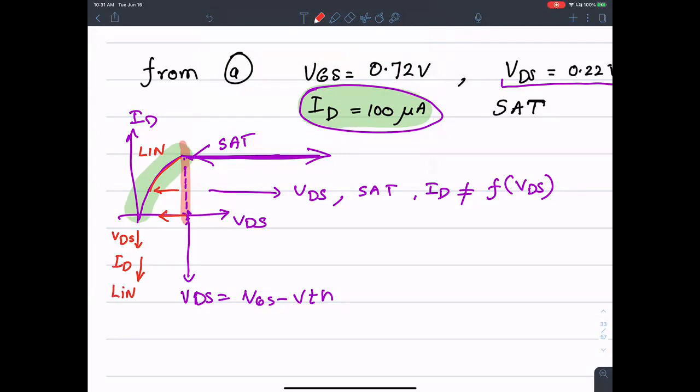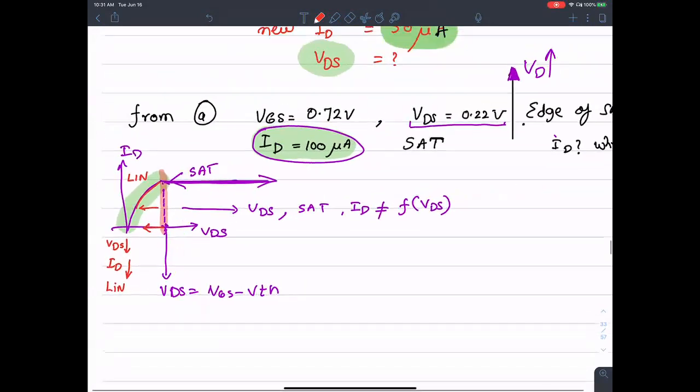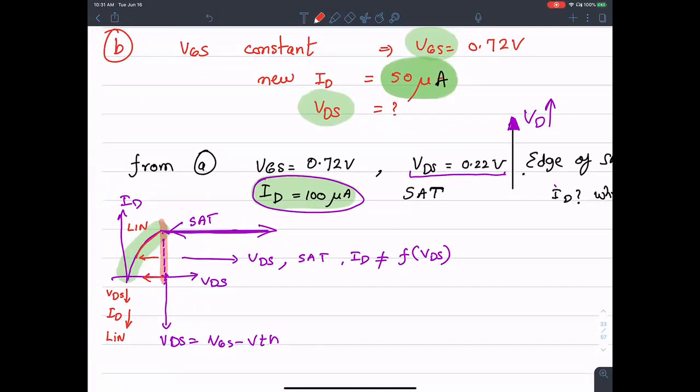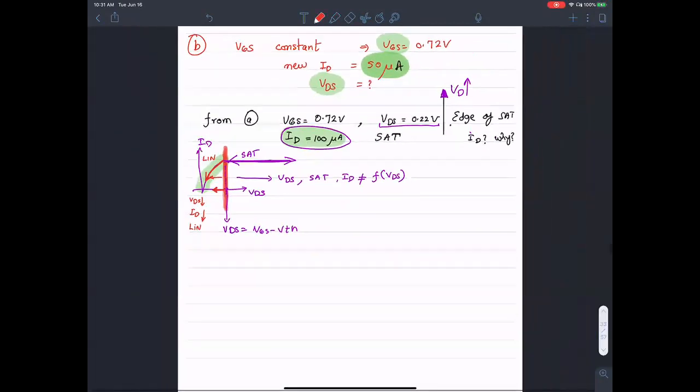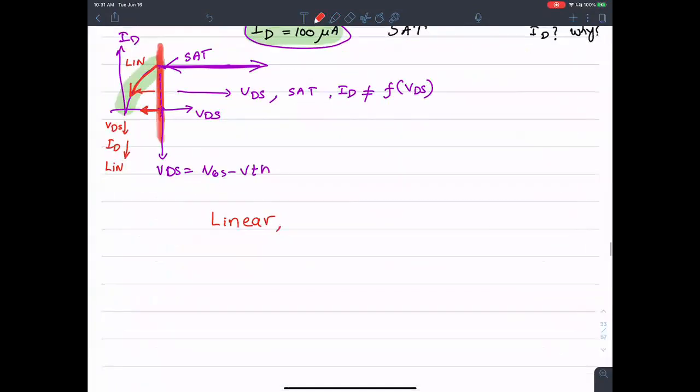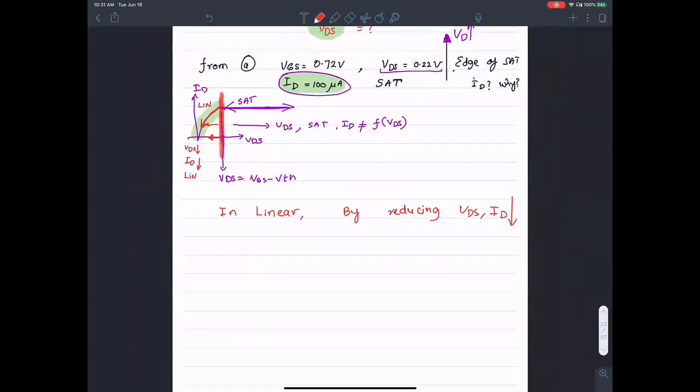Okay, so graphically, what the problem is expecting us to do matches the behavior of the MOSFET. We are right now poised right at the edge of saturation, and in order to reduce the current, what we have to do is to reduce the drain voltage. So I'm going to enter the linear region by reducing VDS. ID is reduced. Okay, is that really the case?